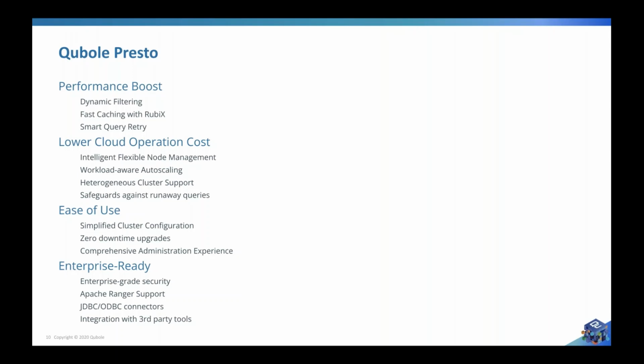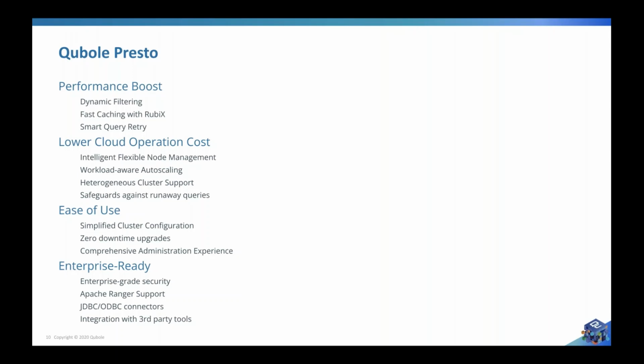So it boosts the performance. It's a bunch of things that I have listed. Probably I'll not bore you guys with talking about this, but just talking about the high levels. With Presto, we have built a bunch of things which improve the performance, like dynamic filtering, fast caching, and Rubix. With Rubix, what we have seen at customers is around 30 odd percentage improvement in performance with Rubix cache.